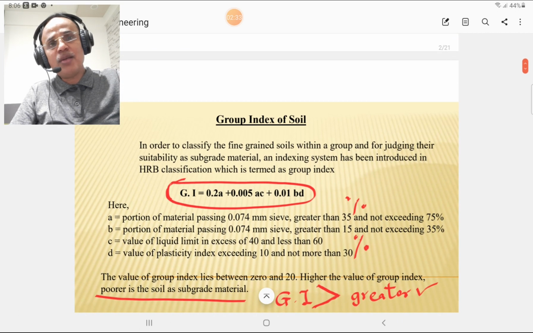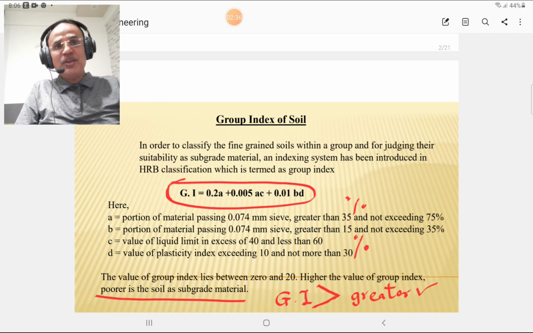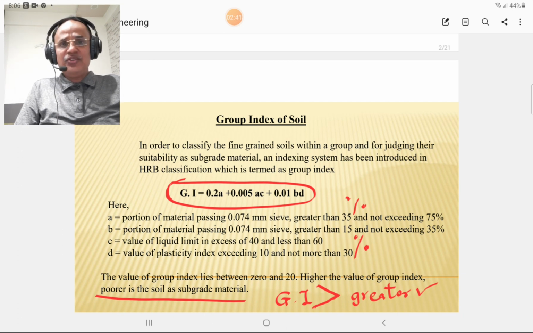Then let us discuss one strength based classification of fine grained soil, that is nothing but the group index. And group index is calculated by one formula. The group index value ranges from 0 to 20, and a group index value of 0 means the subgrade soil has more strength, and 20 means that the subgrade has less strength. So this is the reverse way of measuring the strength. Group index is calculated by the empirical formula 0.2a plus 0.005ac plus 0.01bd, where what is A?